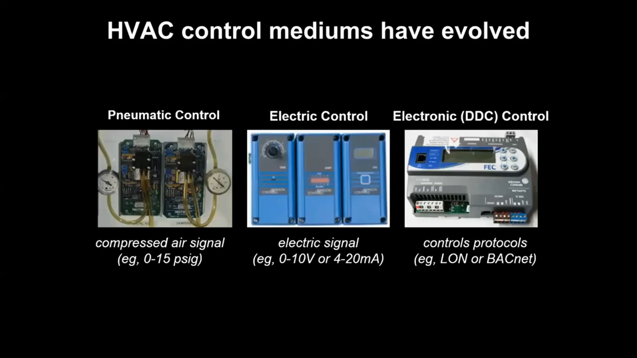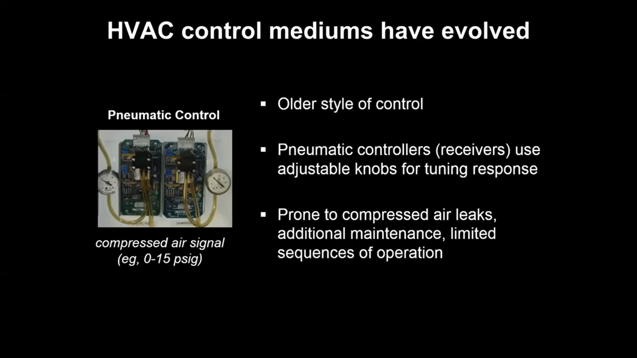So the control infrastructure has changed over time. For the most part, we're going to see more of what's shown on the right here than we will on the left. So they're still out there, but let's give a little basic synopsis. So this pneumatic control is the older style of control that we had before digital, before electronic, before electrical. So what we have is these pneumatic controllers that are probably in a control cabinet or near some piece of equipment like an air handler.